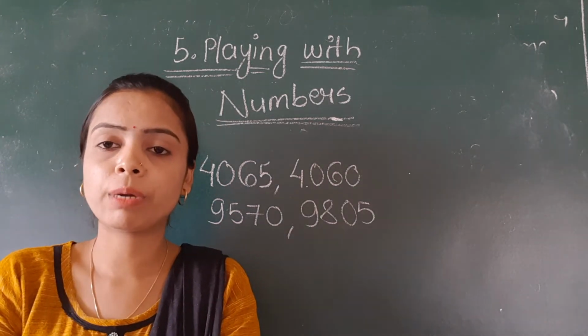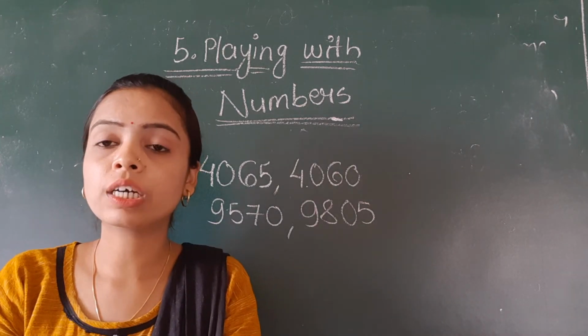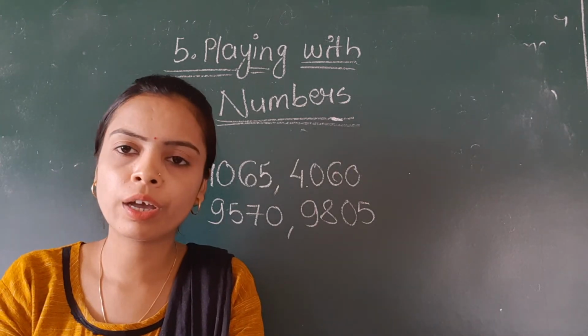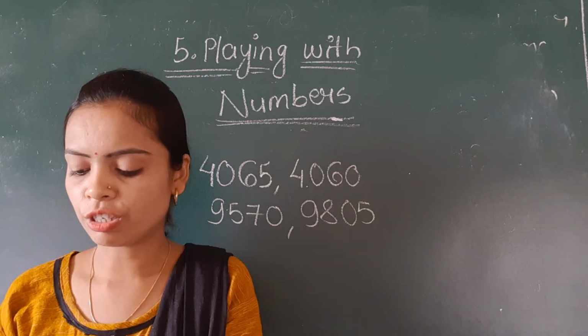After that, the divisibility by 10. If the ending digit is 0, अगर किसी भी नंबर का एंडिंग डिजिट 0 है तो आप बोल दोगे कि वो नंबर 10 से डिविजिबल होगा.